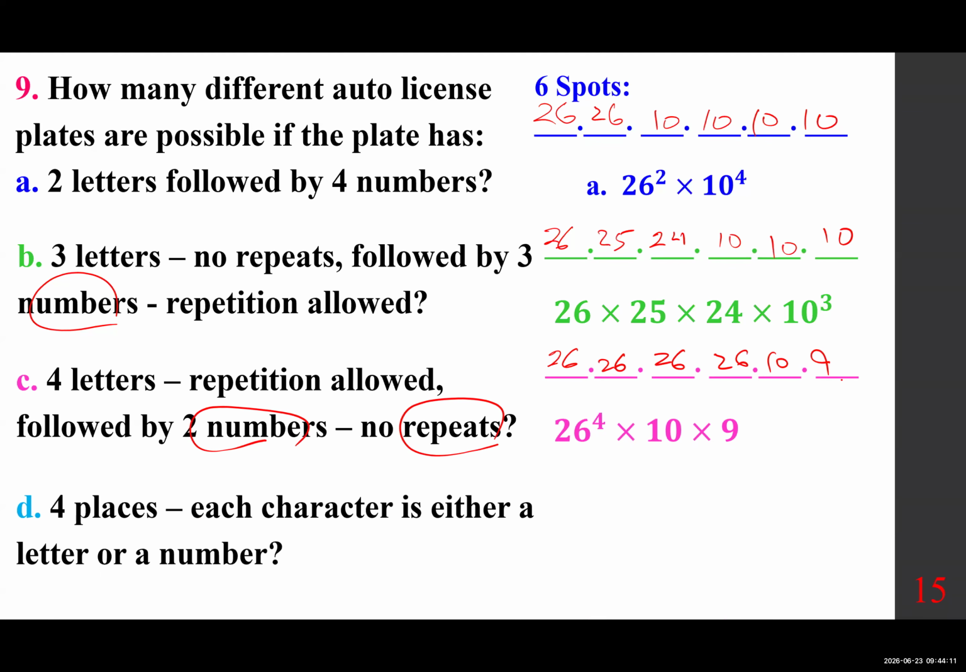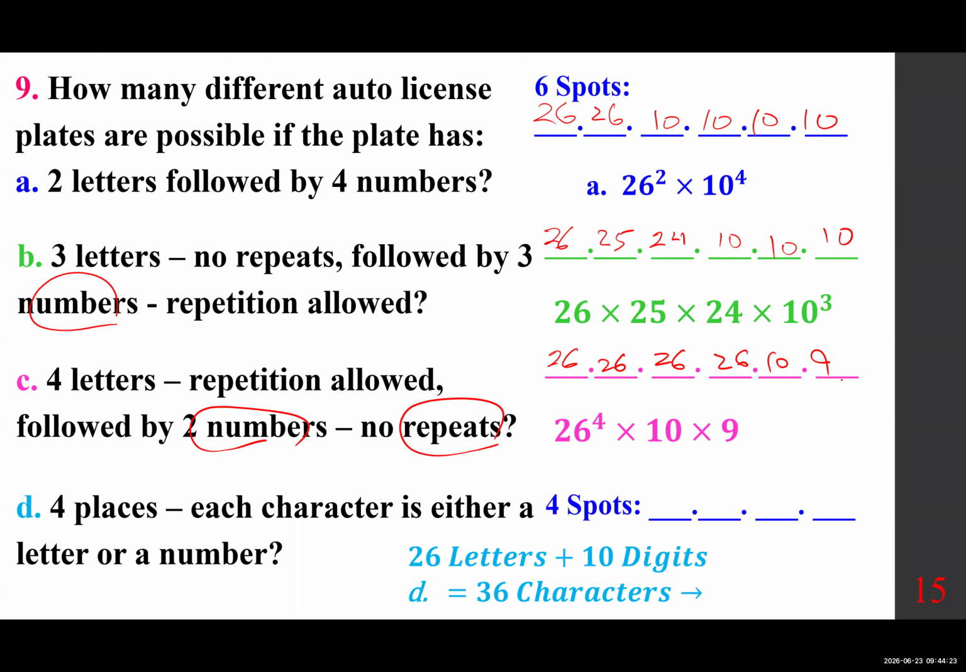Six places. Each character is either a letter or a number. We have 26 letters, 10 digits. We have 36 characters. So it is 36 to the power of 6. Again, for a question like this, it's important to show this concept and then whatever the answer might be.